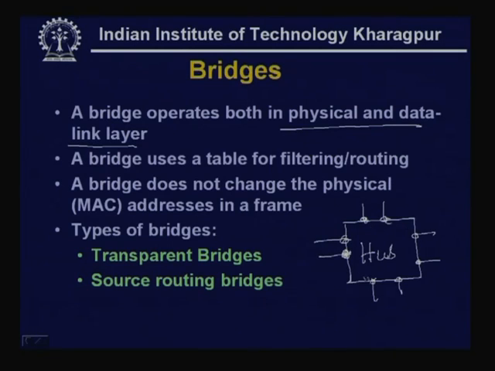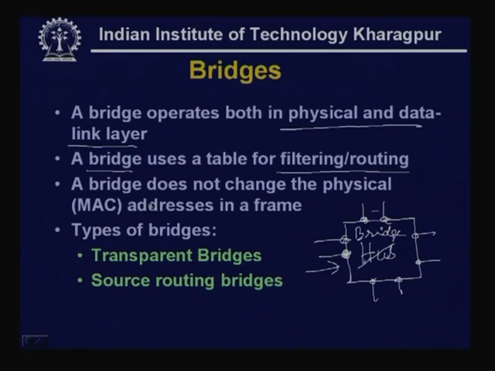So, as a result, hub is some kind of dumb device. It does not do any filtering except regeneration of the signal, and the same signal is repeated on all other ports. So, it does not do any filtering or routing. On the other hand, a bridge uses a table for filtering and routing. That means, if a packet arrives here, a bridge will not forward it to all other ports, which is done by a hub. A hub forwards the packet on all the ports, but a bridge does not do that.